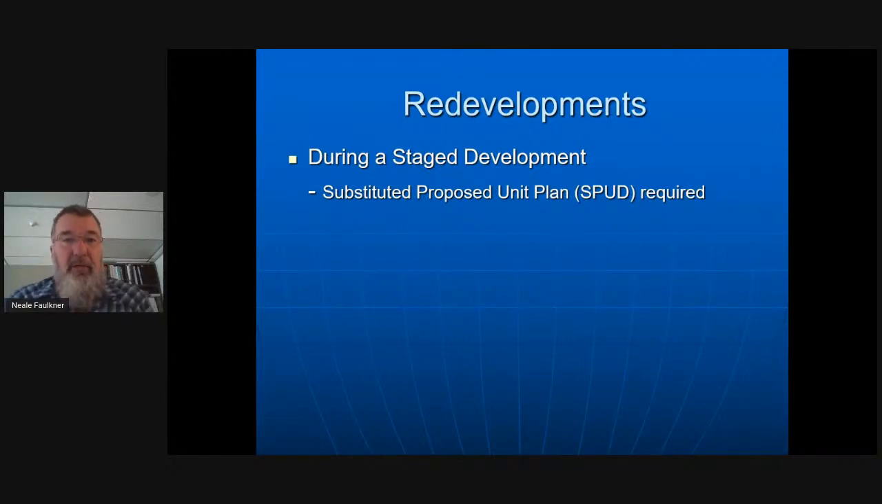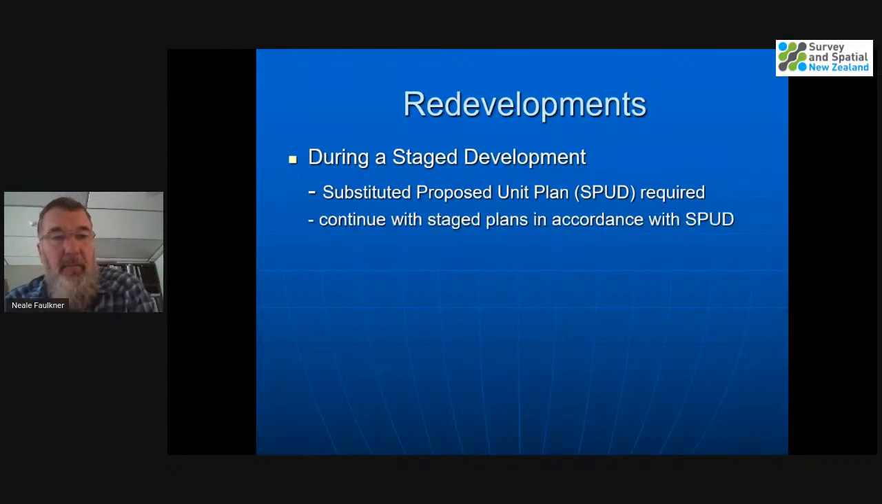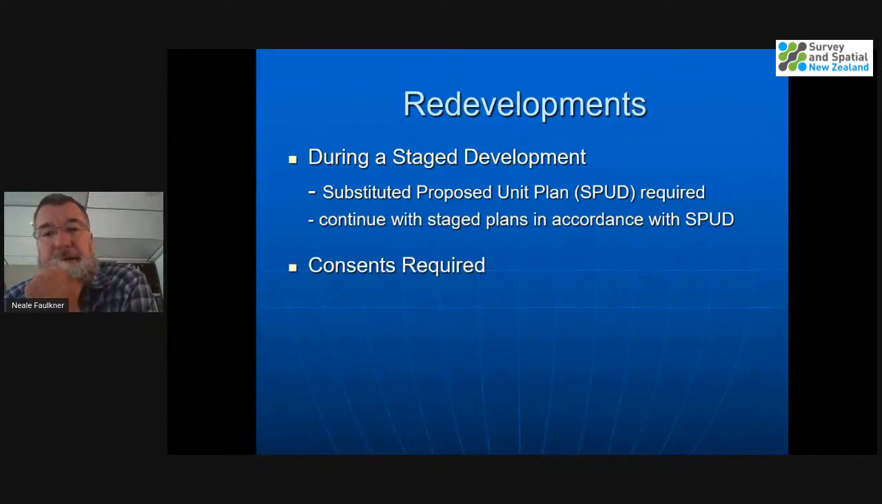What you've got to do is get a replacement subdivision consent from council. I'll go into the consenting bits later on. But you have to produce what they call a SPUD, or a substituted proposed unit plan, that reflects the amended development proposal, i.e. the amended configuration. Then you continue with your staging plans as you normally would, in accordance with the now SPUD, and then you come to a complete plan, etc., at the end of the day.